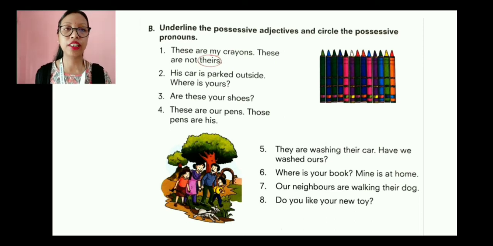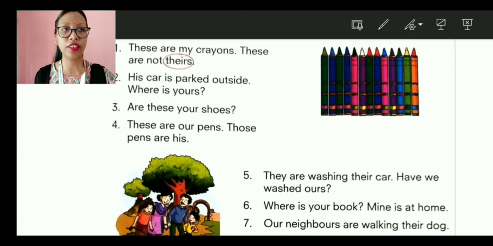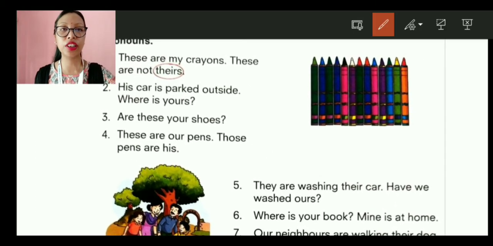Number 2, his car is parked outside. Where is yours? Now, in this sentence, his car. Whose car? His car. So here, this his car will be the possessive adjective. Where is yours? So yours is the pronoun. Remember, yours is the pronoun. So we are going to circle the possessive pronoun.